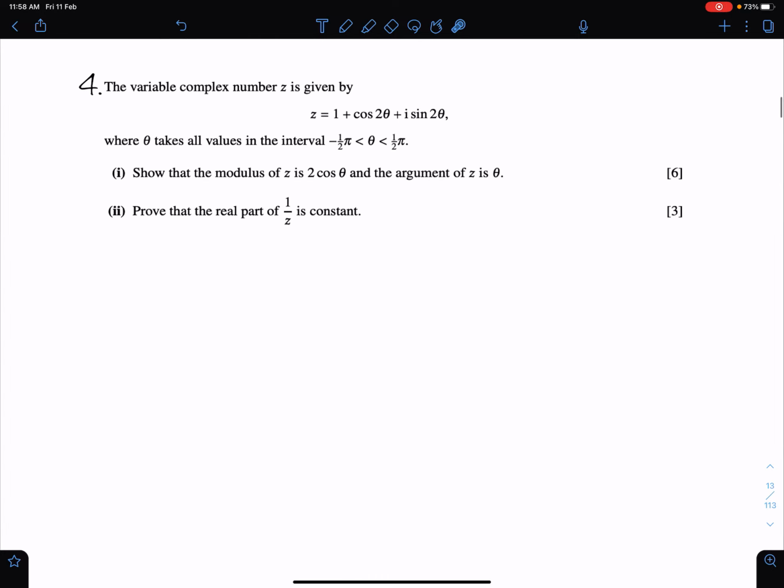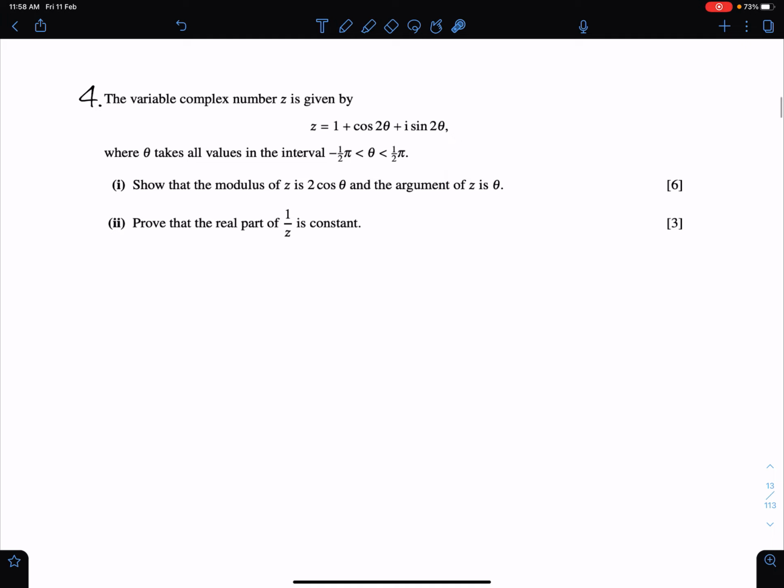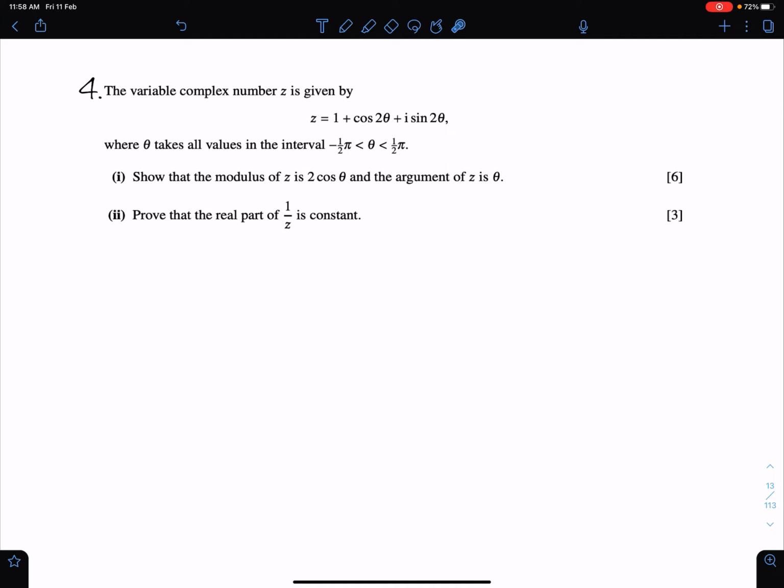In this question, we have to prove this thing. I'm not discussing this part. I will discuss this part in my next lecture. In the modulus and argument lecture, I'm just discussing the rationalization part. We have to prove that 1 upon z is constant.